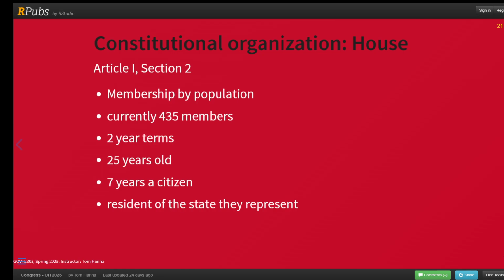Congress people are elected for 2-year terms. They have to be at least 25 years old. They have to have been a citizen of the United States for 7 years, and they have to be a resident of the state they represent. They don't actually have to be a resident of the district they represent. So somebody from Dallas could represent Houston as long as they're a resident of the state. Realistically, that is not going to happen because Houstonians wouldn't elect a Cowboys fan. But, you know, it's legal.